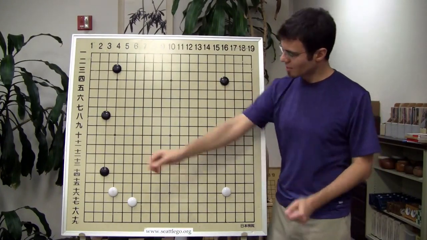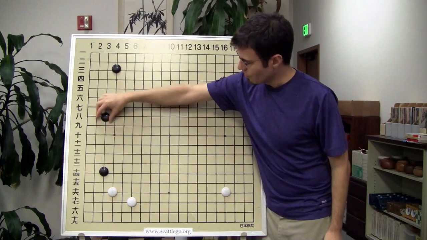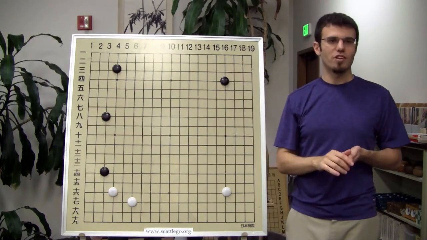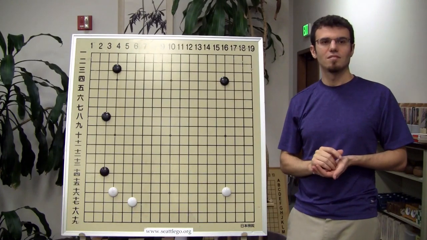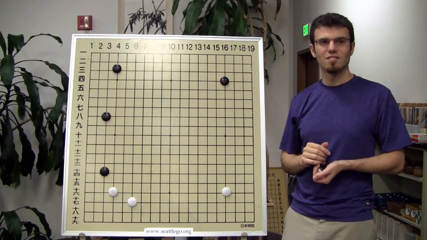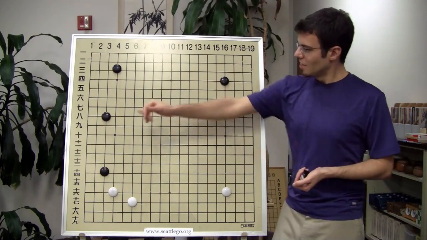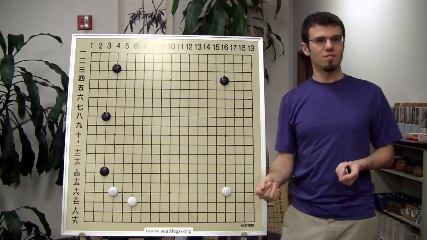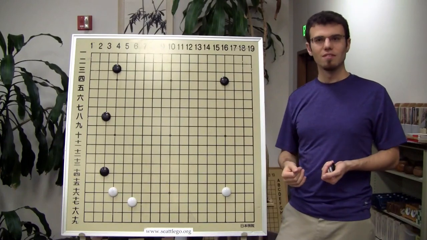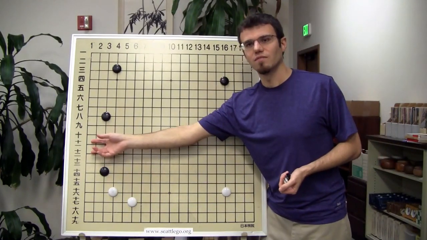Now this looks weird, right? This one versus that one. What's the emphasis here? You're emphasizing this quote-unquote enclosure more. It's actually even more difficult to jump in here now. But what's the catch? It's easier to invade over here.